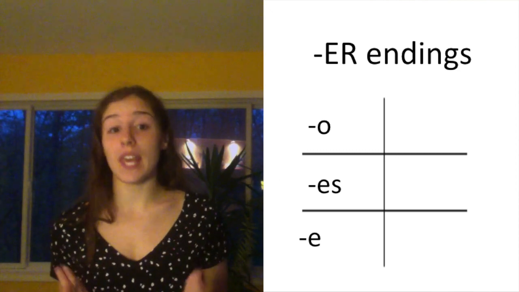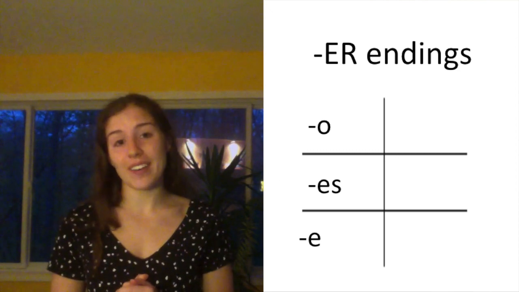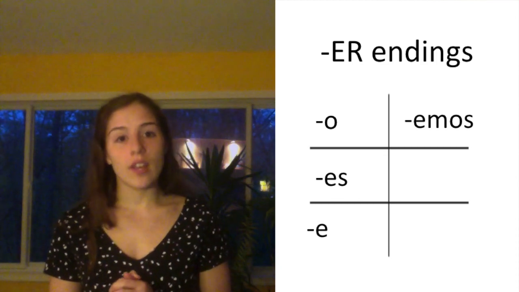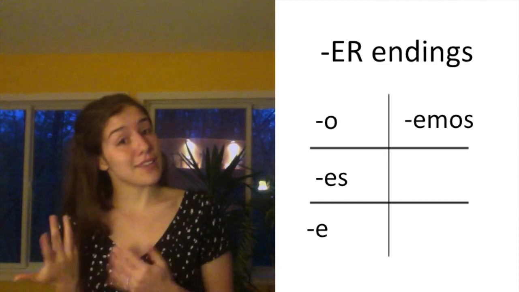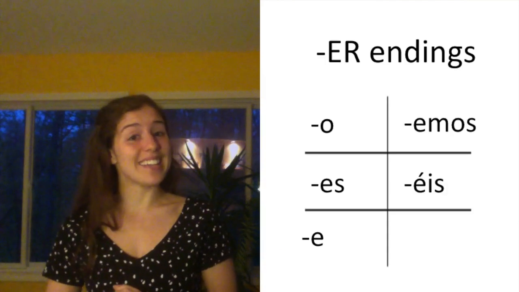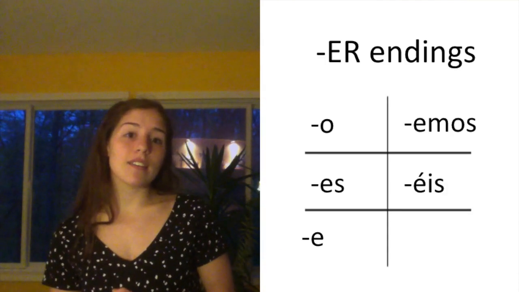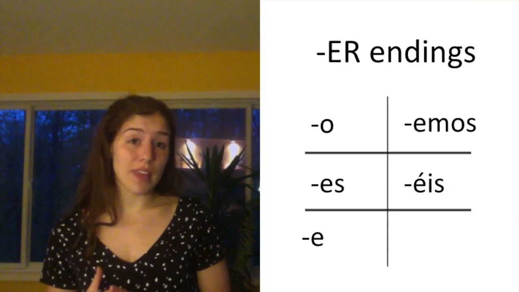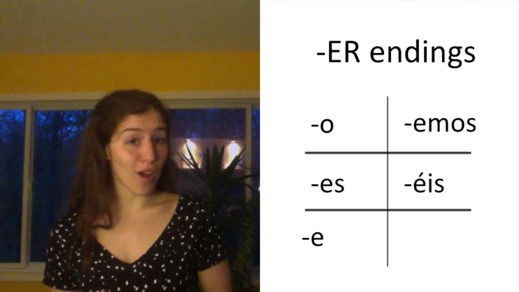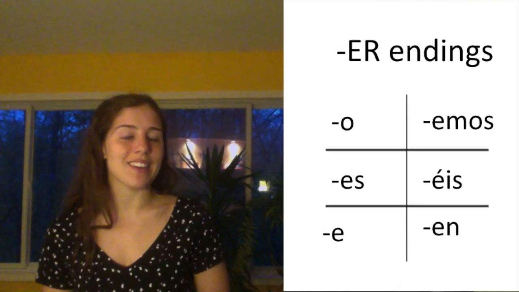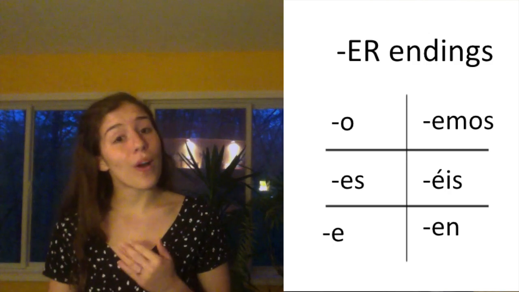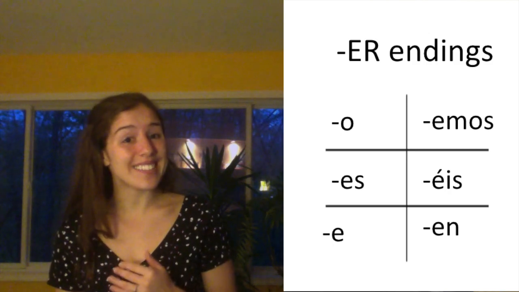If he, she, or you formal are doing something, our new ending is e. If we are doing something, our new ending is emos. If in Spain y'all are doing something, our new ending is éis. And if we want to say they are doing something or you all are doing something, our new ending is en. So altogether that's o, es, e, emos, éis, en.